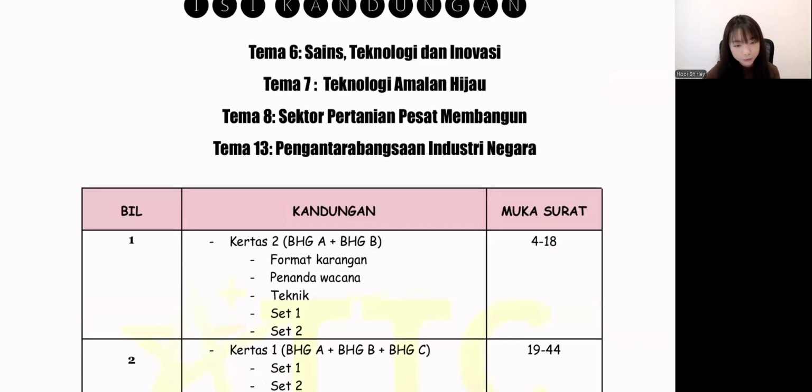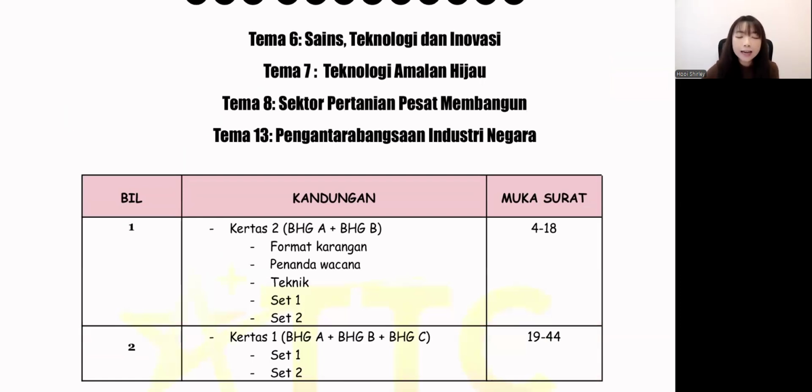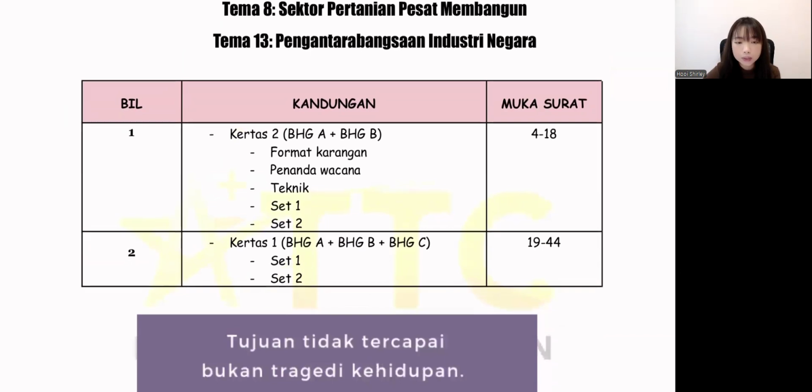So take out your notes. Actually the notes are two sets of model papers, because in the notes here you will notice it starts off with the Kertas Dua, it's a model paper, and then there will be another one, which is Kertas Satu. So basically in total there are two sets.